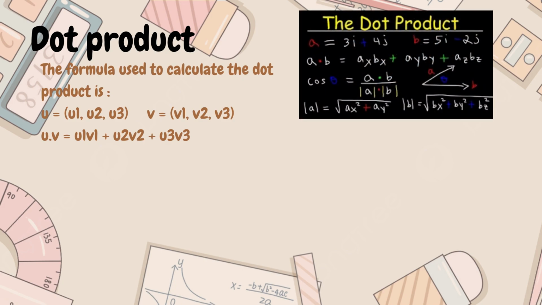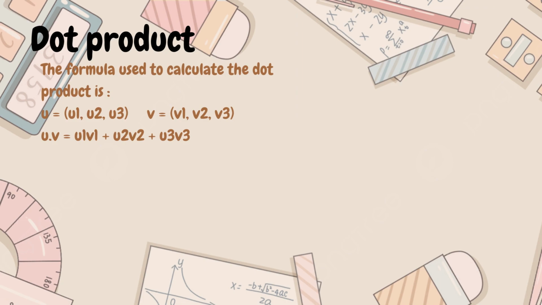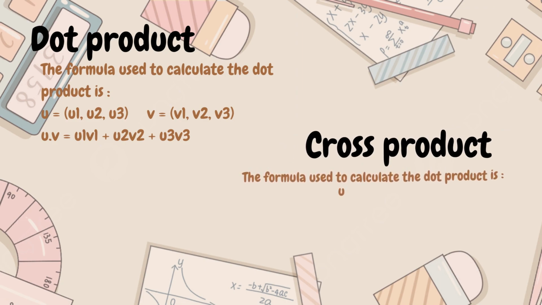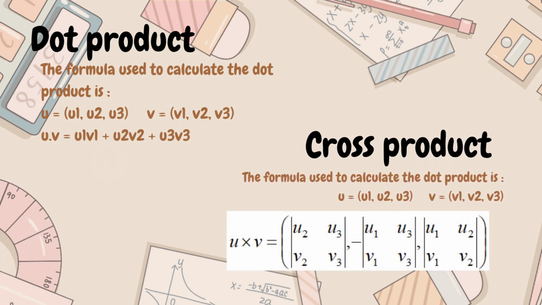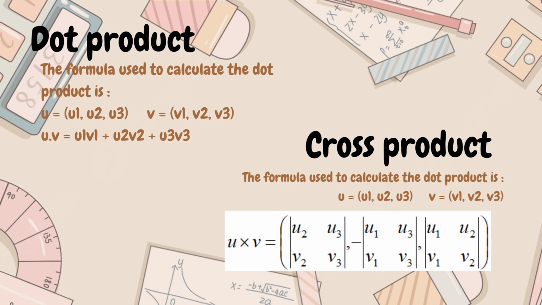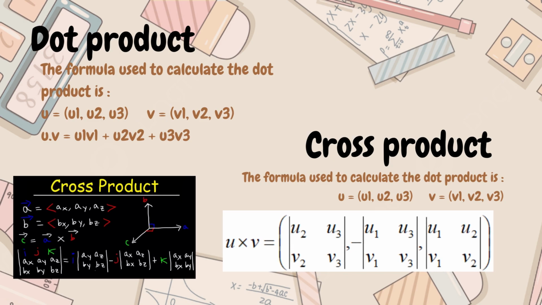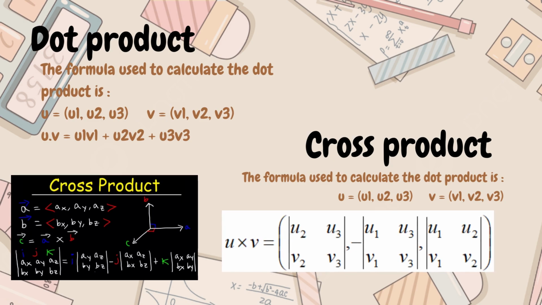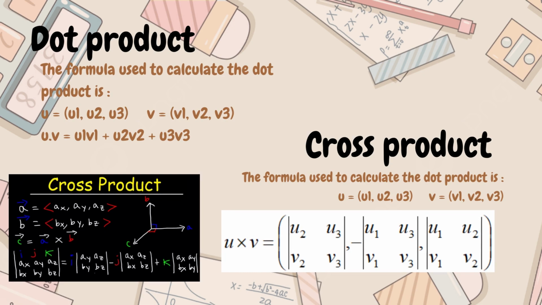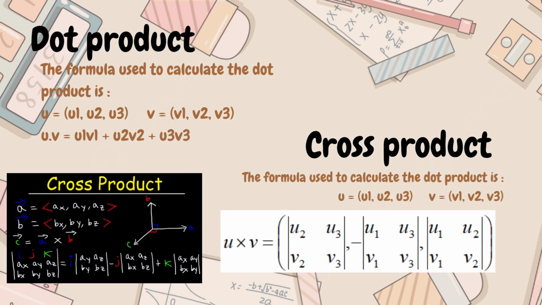There is another way to multiply two vectors to get another vector, and this new vector is called the cross product, which is denoted by the multiplication sign. The way we find this cross product, or u cross v, is by finding the determinant of the following. We must understand that a vector cross product will always yield a vector that is orthogonal or perpendicular to the original two vectors, or rather to the plane containing them.